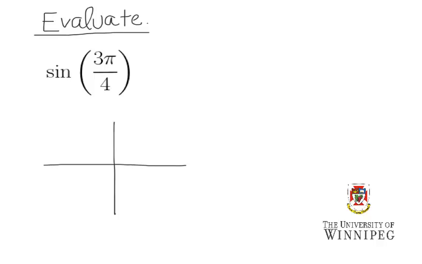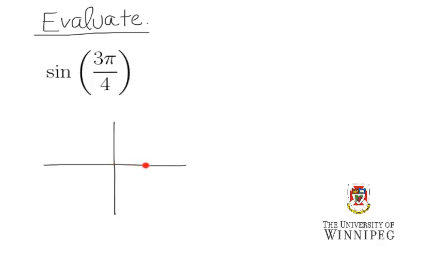Let's work through a couple evaluations of trigonometric functions at given angles. Let's start with sine of 3 pi by 4. The first thing that's probably helpful to do here is draw a quick picture, noting where 3 pi by 4 is in the xy plane.